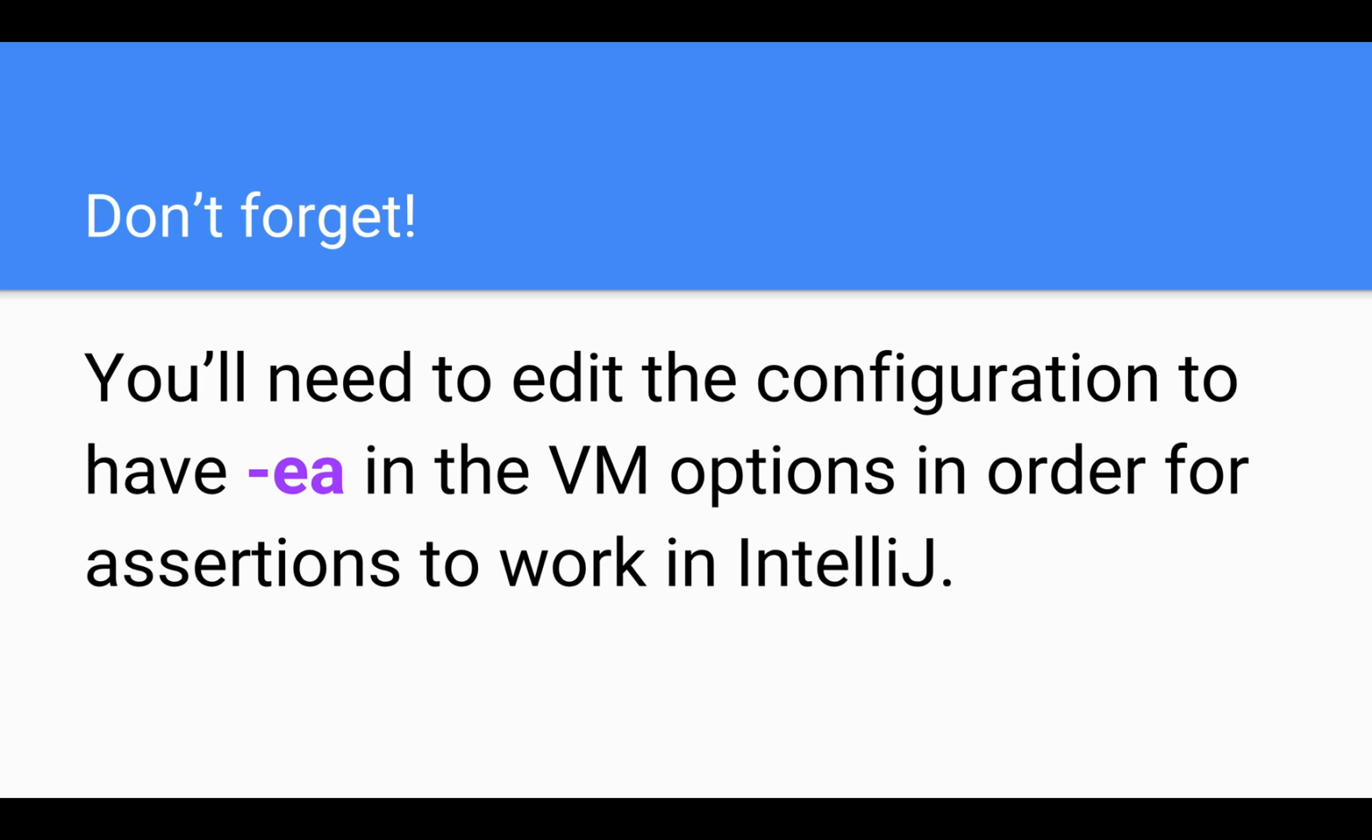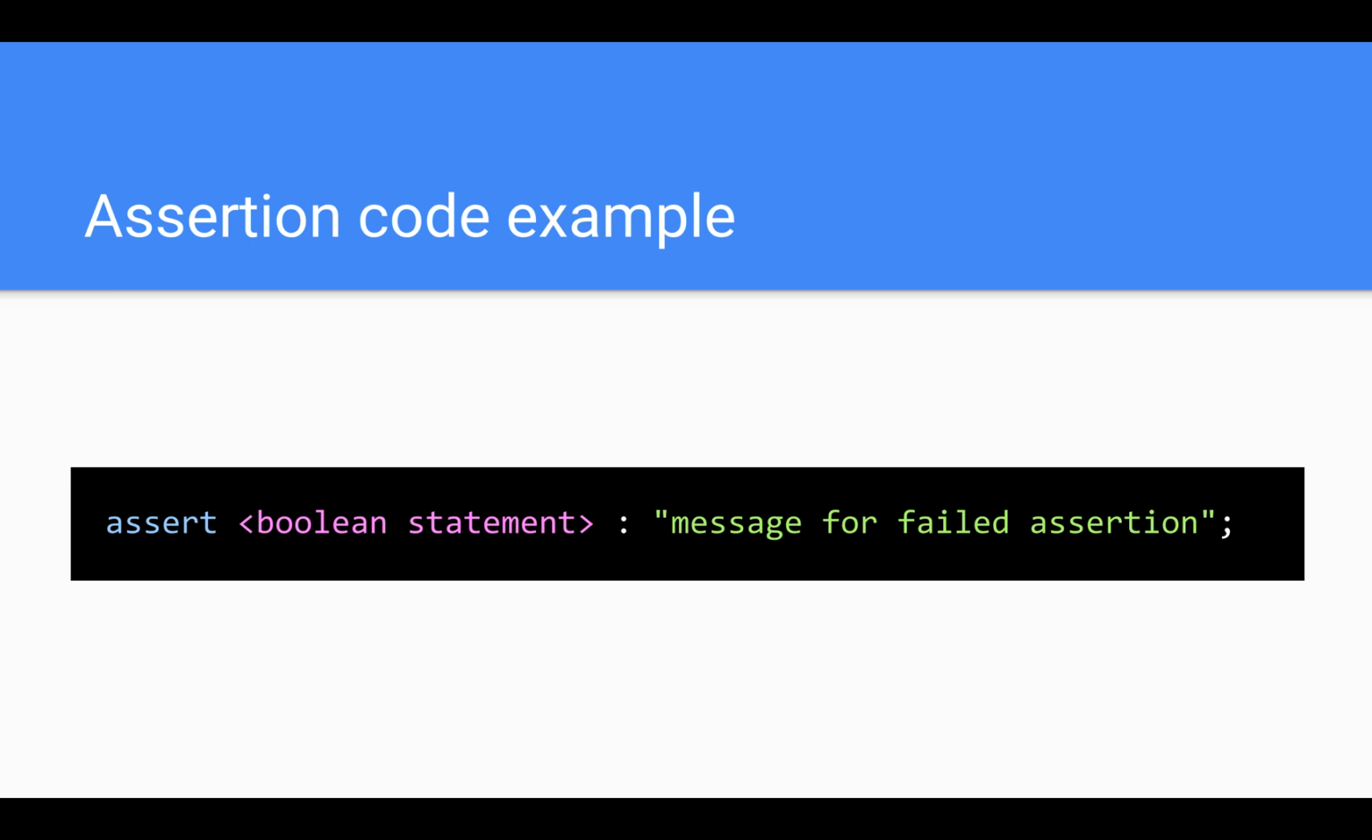And don't forget, you'll need to edit the configuration to have -ea in the VM options in order for the assertions to work in IntelliJ. And on top of that, whenever an assertion fails, it's an error, not an exception. So you'll have to catch the AssertionError as opposed to catching a generic exception like you would otherwise.